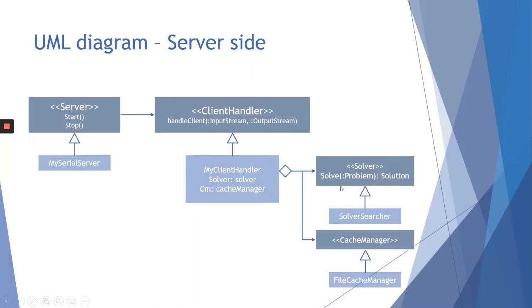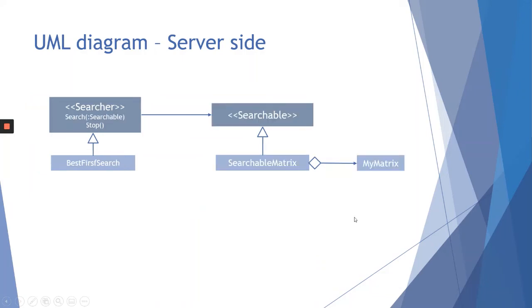Also, to be able to solve different kinds of problems, we used object adapters. Here we can notice the one called Solver Searcher. Moreover, to be able to solve different search problems with different algorithms, we use the bridge design pattern. Now, we can run search on any kind of searchable with any kind of searcher.